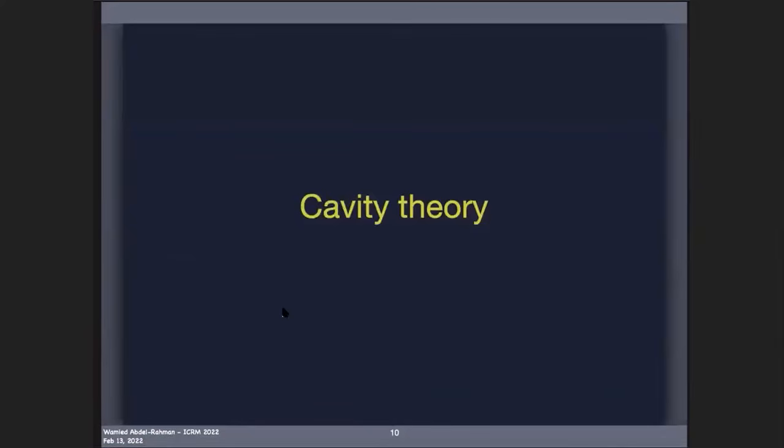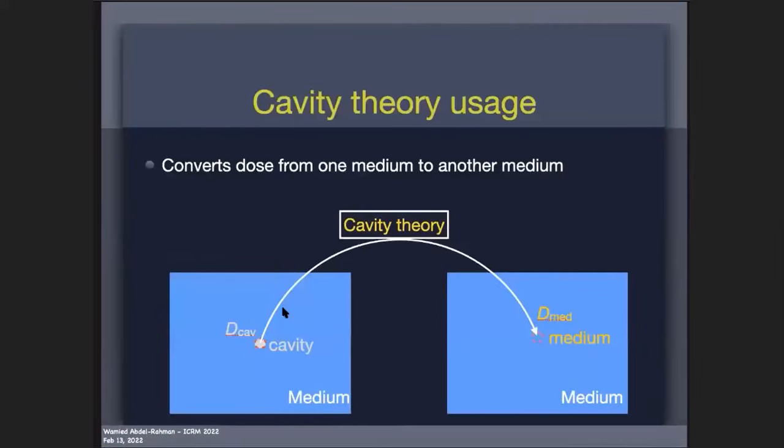So cavity theory. Cavity theory is basically a theory that allows us to calculate the dose in one medium, for example a cavity surrounded by another medium, into the dose in the same volume or same point when the cavity medium is replaced by the surrounding medium. So that will allow us to relate the dose in this medium when the cavity is not there to the dose in the cavity.